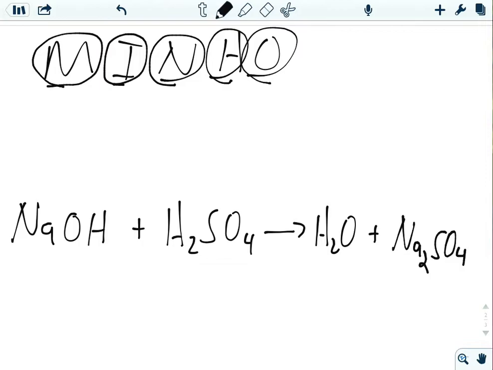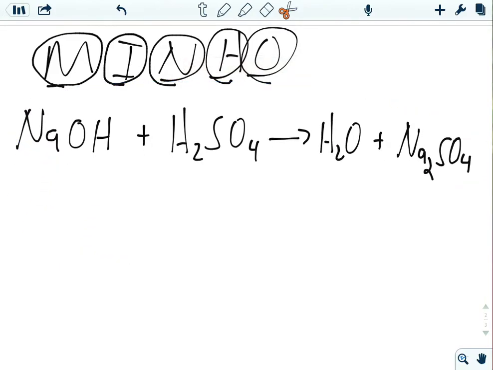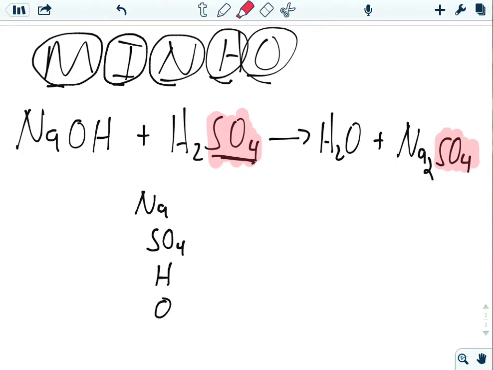So to work this one out, we have to have the same number of atoms on both sides. So what I like to do is write down the atoms we're dealing with. We're dealing with sodium, and not sulfur, but sulfate. We're going to keep that as an ion, SO4. We're dealing with hydrogen and oxygen. The reason why I kept sulfate as an ion is because I can see it in the reactant and I can see it in the product, so we keep it as an ion.